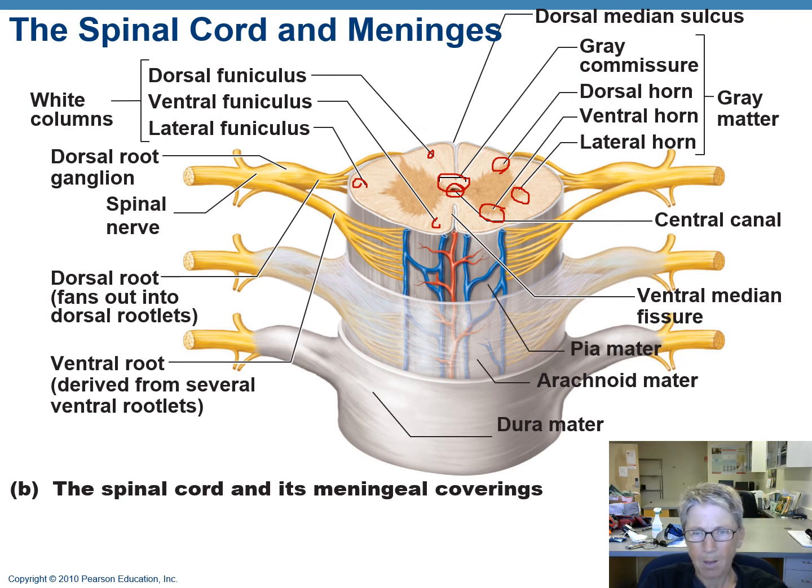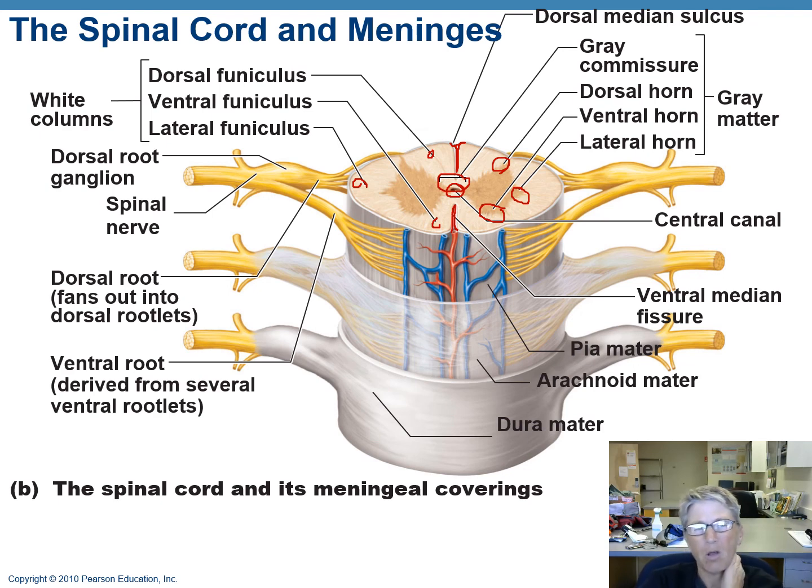We didn't talk about this, but when you look at a cross-section of the spinal cord, you'll see this sulcus, and it goes kind of in the middle. So there's a dorsal median sulcus, and then there's a ventral median fissure. Because it's called a fissure, it's bigger than the sulcus of the dorsal median sulcus.